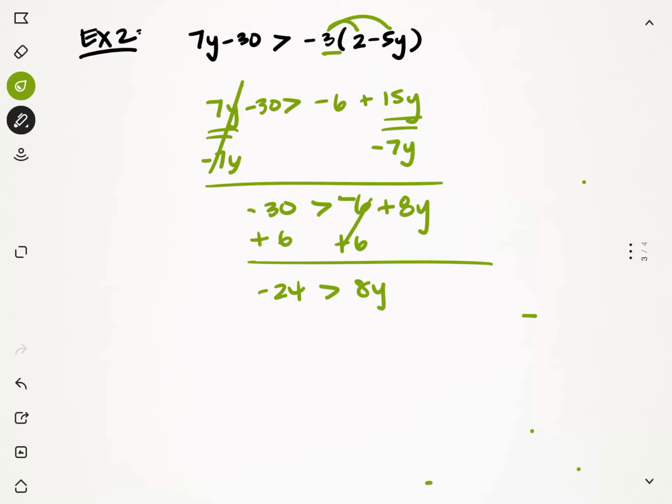Alright, so we're one step away. We're doing 8 times y. We undo the multiplication with the division. 8 divided by 8 is 1.